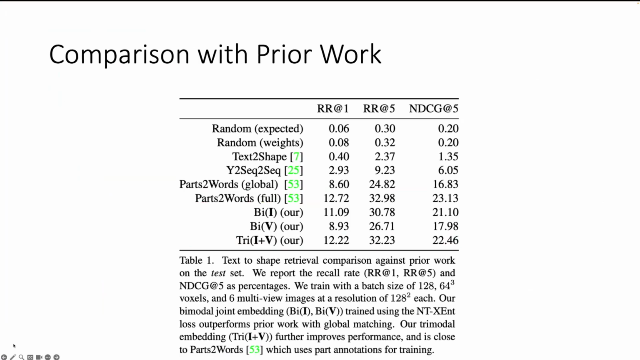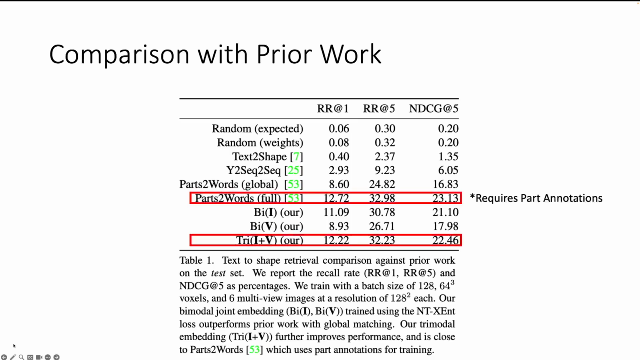We can see in the next table that even our bimodal models are able to beat out most of the previous methods. Our trimodal model only loses against Parts2Words, which incorporates a more complex matching mechanism and requires additional part annotations to train. This highlights the effectiveness of our more simplistic trimodal loss, which achieves comparable performance.